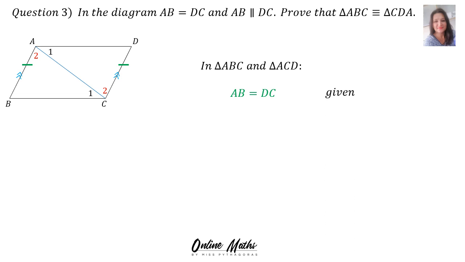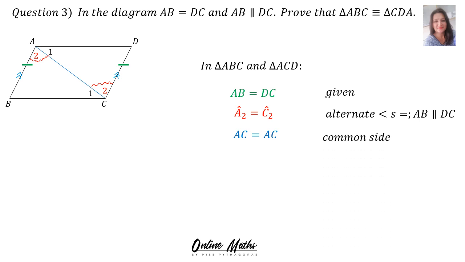Furthermore, there are parallel lines. And because there are parallel lines, we have a theorem in our toolbox that says that angle A2 will be equal to angle C2. And the reason is they form alternate angles equal. And then it's very clear that AC is the common side. So you write AC is equal to AC, common side. Therefore, triangle ABC is congruent to triangle ACD. And your reason, side, included angle, side.